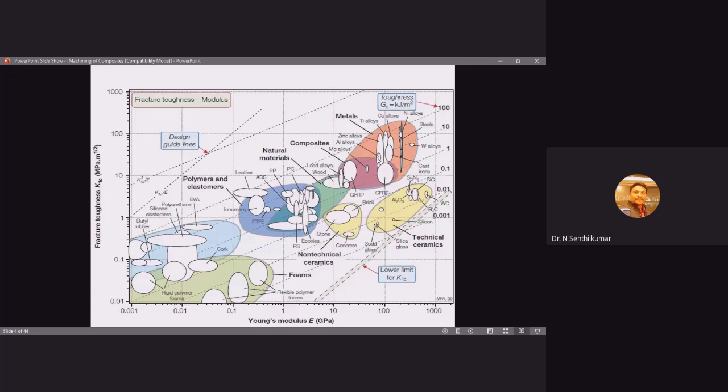Because of its lightweight. But the only drawback is during fabrication, it will catch fire. So we should have an environment which suppresses that fire behavior of the magnesium alloys.